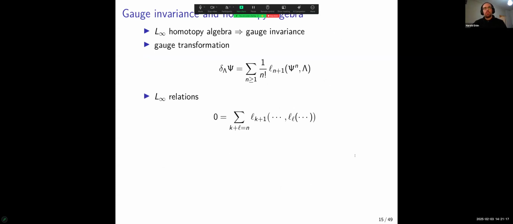So now we have something called a homotopy algebra, which is an extension of a usual algebra to more complicated cases. This homotopy algebra can be used to show that you have a gauge invariance of the action given by this transformation. You see that you have a parameter lambda, which is also a string field. And the L infinity relation has this form. Overall, you fix some n, so you have one relation for each n, and you basically take the commutator in some sense of all the possible string products where k plus l is n.